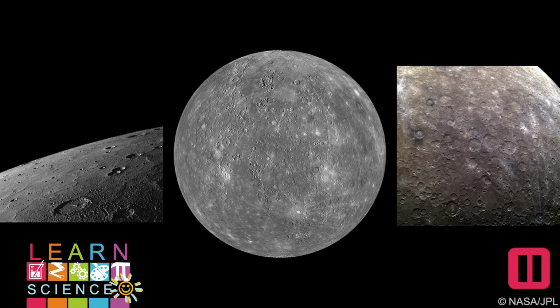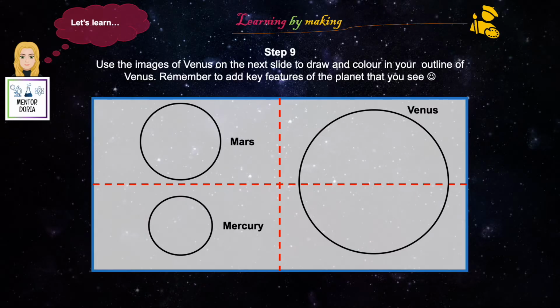Great, let's move on. Our next outline that we are going to be adding detail to is our outline of Venus. Just like for Mercury, on the next slide you will see some images of the planet Venus. Use these to add colour and key features onto your outline of Venus.